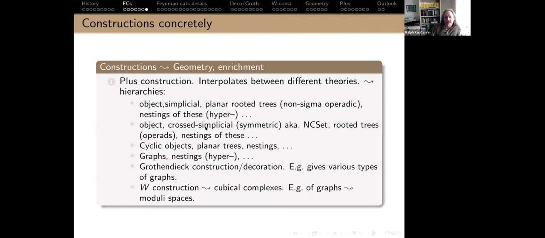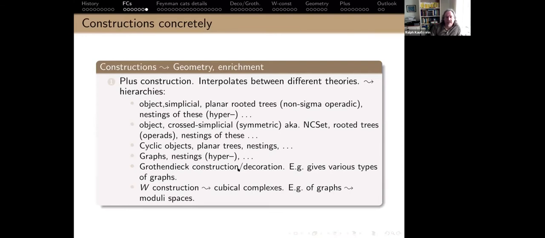You get crossed simplicial, which is also known as non-commutative sets. Then you get rooted trees, which are operads. Then you get hyperoperads, which are nestings of trees. You could start with cyclic objects. Then you go to planar trees and nestings of these. You could start with all graphs. And this is basically what gives rise to all these propic examples. Operad-like examples. You get nestings, you get hyperoperads. So in particular, you start with modular, you get hypermodular.